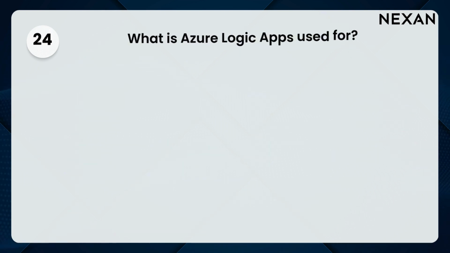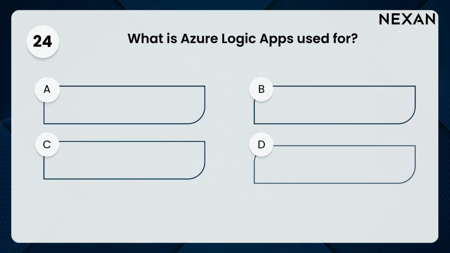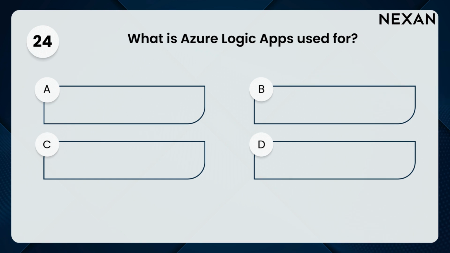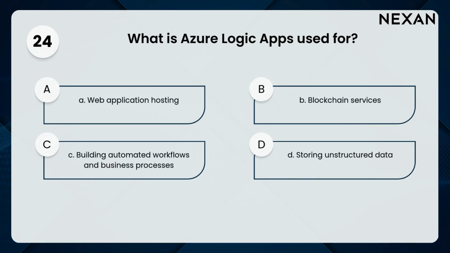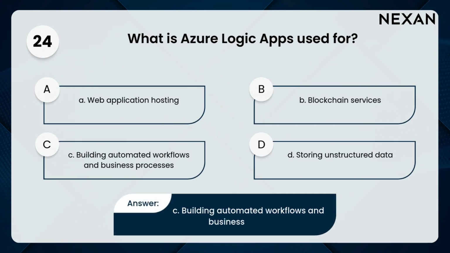24. What is Azure Logic Apps used for? A. Web application hosting, B. Blockchain services, C. Building automated workflows and business processes, D. Storing unstructured data. Answer: C. Building automated workflows and business processes.